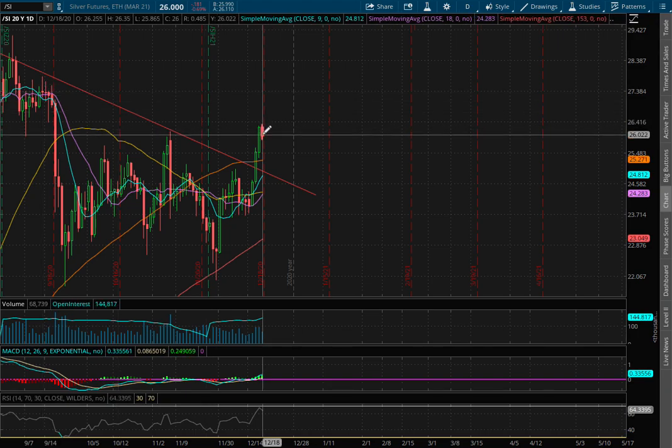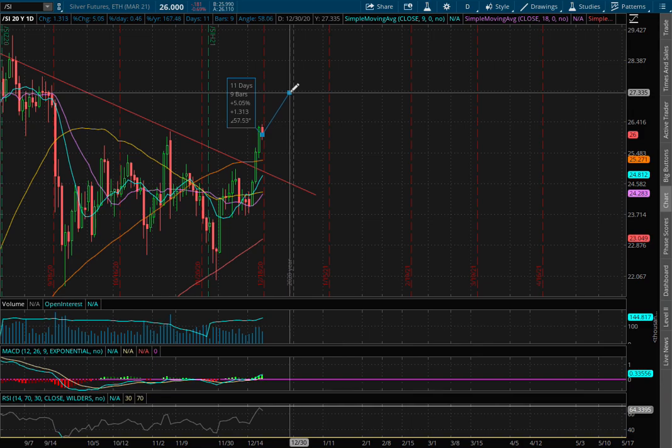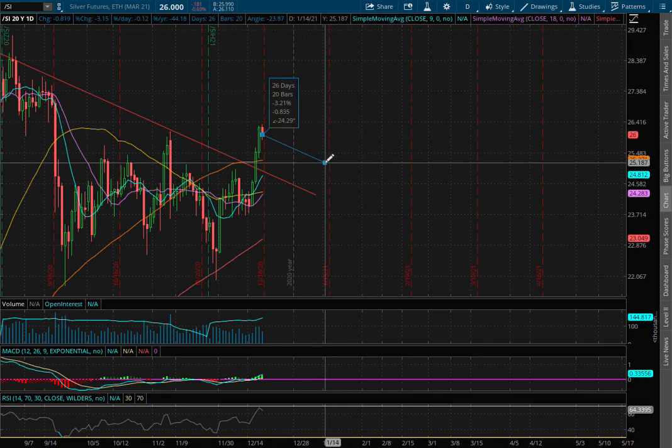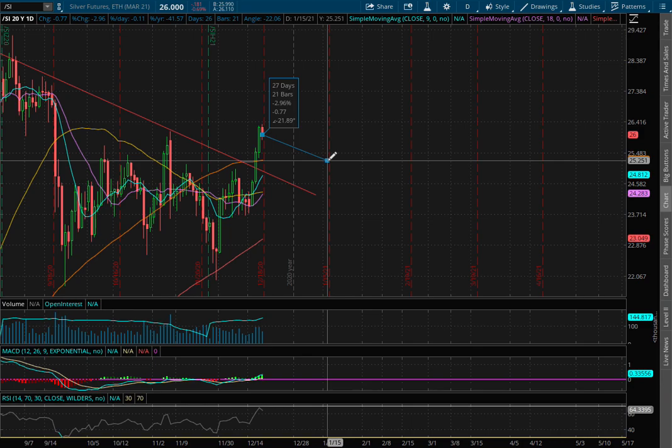$27.35. If we were to test that resistance, that price movement to the upside is roughly around 5.1%, and to test support, that is around 3% to the downside.